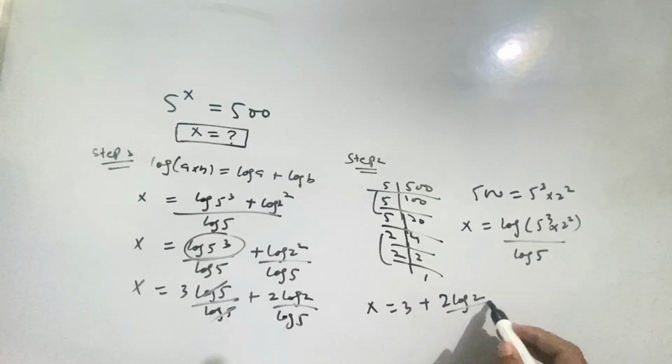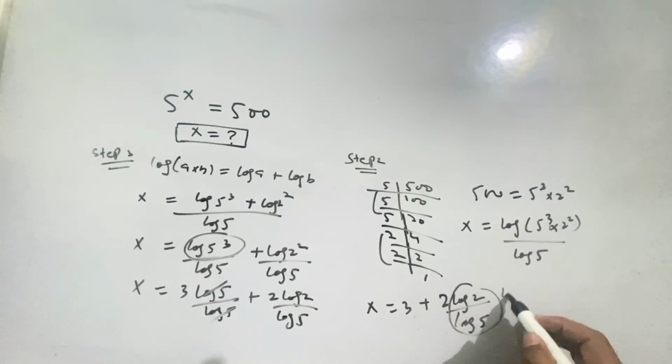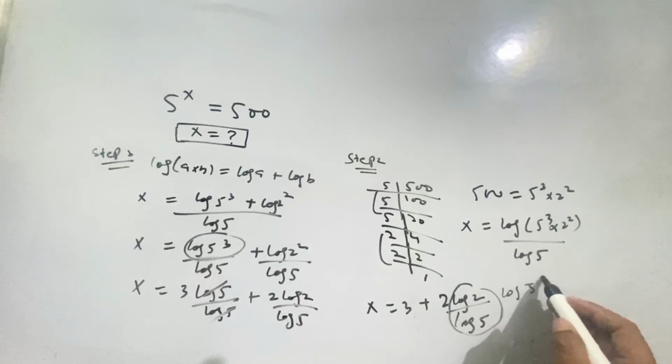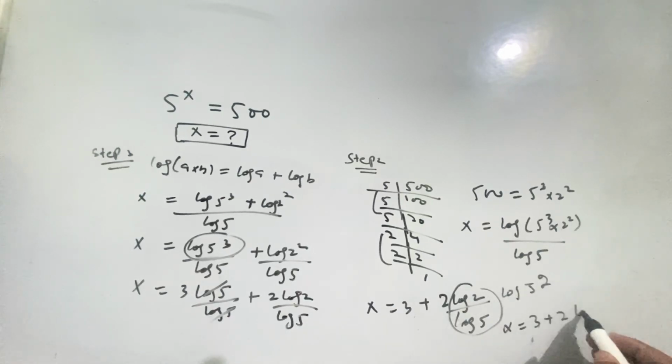And we know log of 2 over log of 5 equals log base 5 of 2. Therefore, the final exact answer is x equals 3 plus 2 times log base 5 of 2.